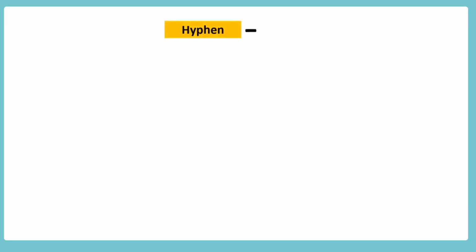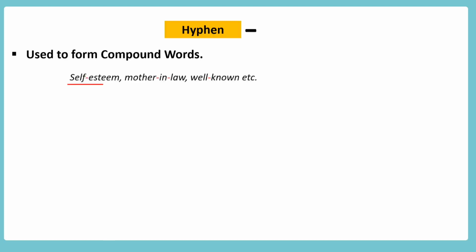A hyphen is a short horizontal line used to connect words or parts of words. The primary purpose of a hyphen is to link words together to form compound words or to join word parts to create a single word or phrase. Compound words are formed by combining two or more words. Some examples include self-esteem, mother-in-law, well-known, and so on.